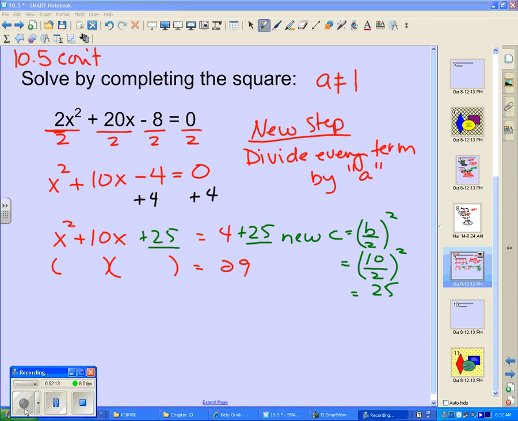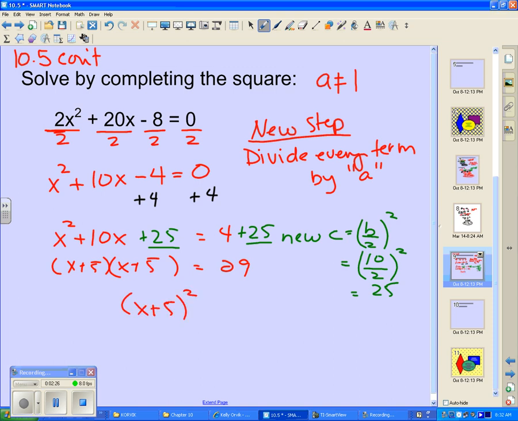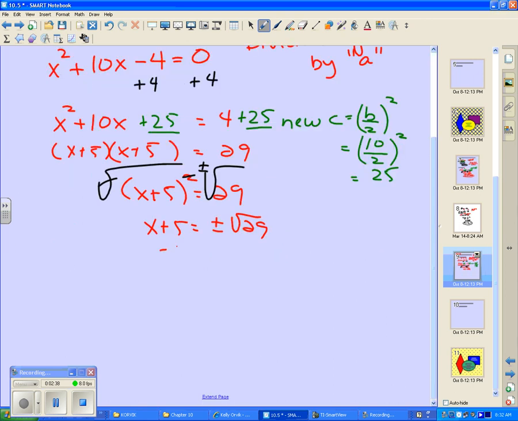So the first thing I did was add my old c over. I added the 4 over, added a new c on, which was 25. I'm going to factor x plus 5 and x plus 5, x plus 5 squared, and solve. Last step is to subtract 5 from both sides.